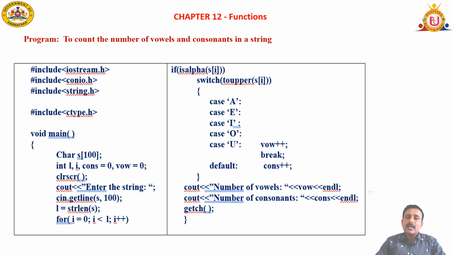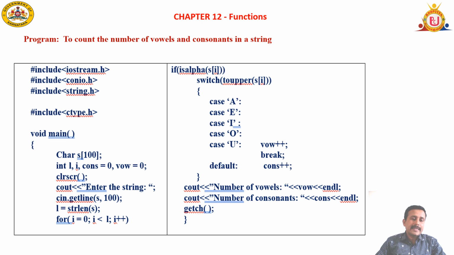toupper will convert the character to uppercase. The first character, s of 0, is going to be converted into uppercase. It compares that character with A, E, I, O, U. If it is equivalent to any of these characters, then it counts vowels. It adds to vowels. Earlier the vowels value is 0. If it is equivalent to any of these letters, it will add one to vowels. Otherwise, if it is not equivalent to any of these letters, it will add to consonants. Then control comes back to the loop.